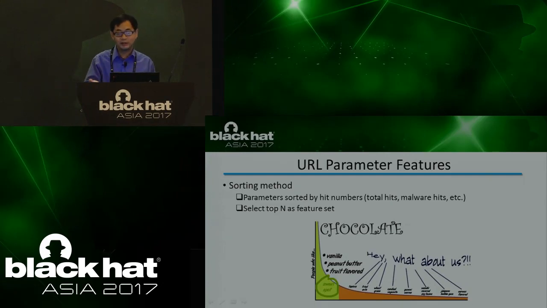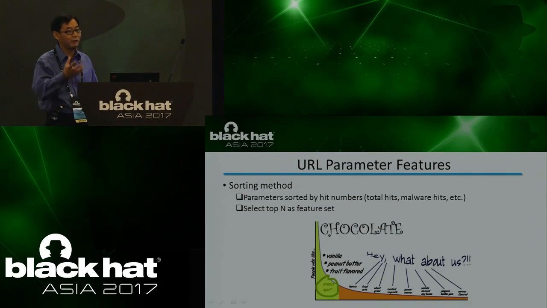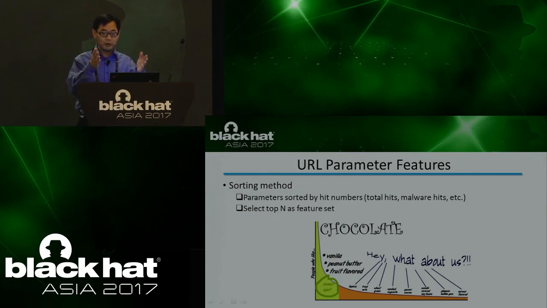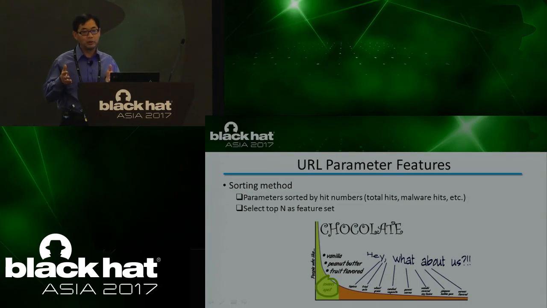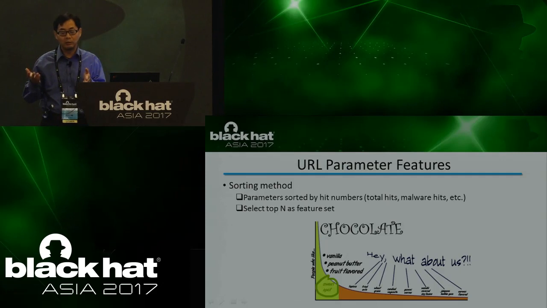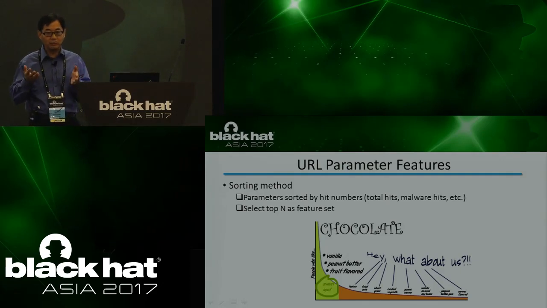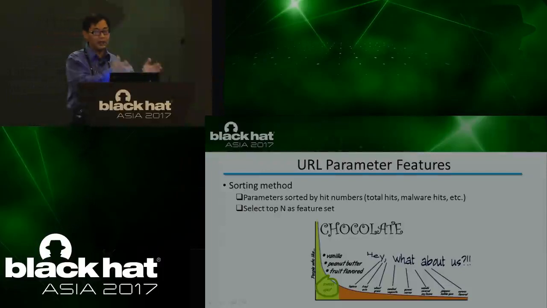Well, I put a cartoon here. Say, if you only choose a popular flavor of chocolate, that's only a few. But how about the others? Just a long tail. So the long tail problem is, if you choose only the popular ones, you lose a lot of the unpopular features. Those unpopular ones have a lower hit number, but it doesn't mean they're not important. Probably it could be a significant feature to tell what is benign and what is malicious.